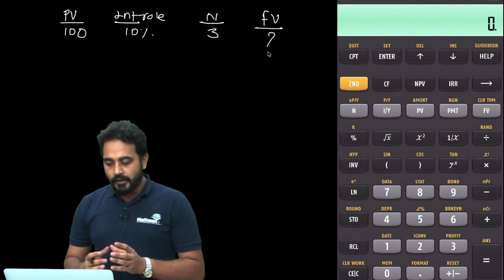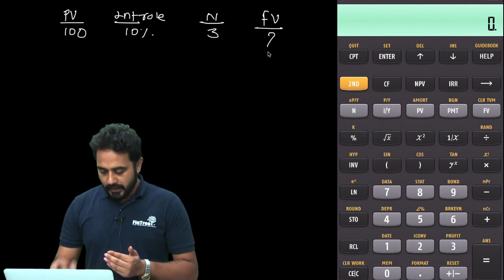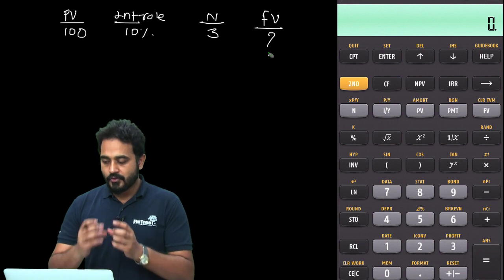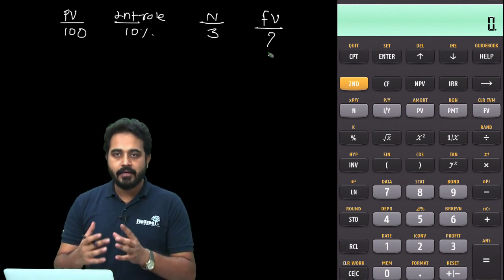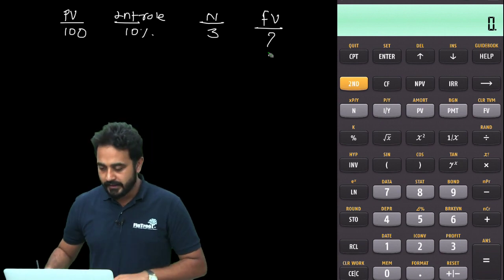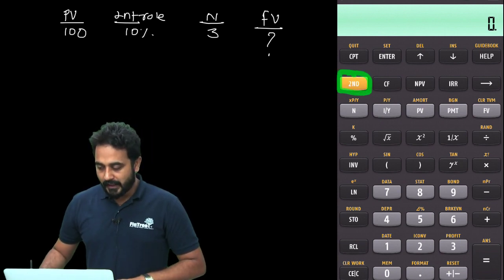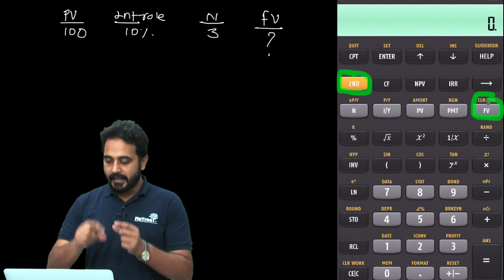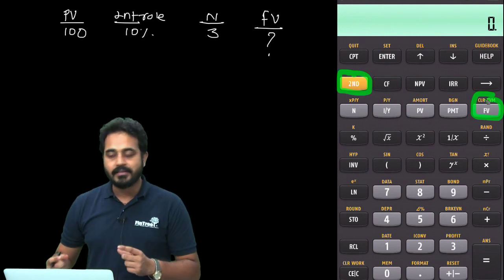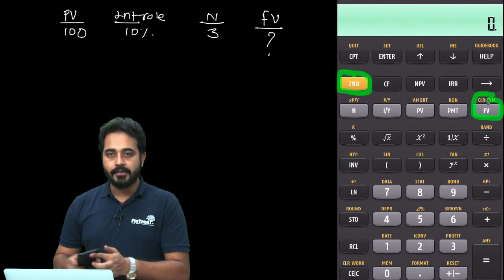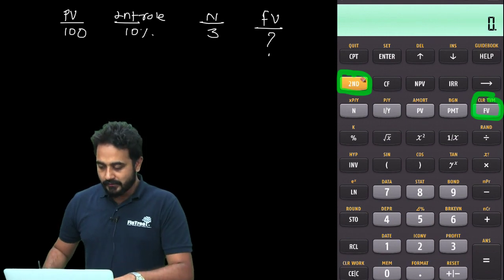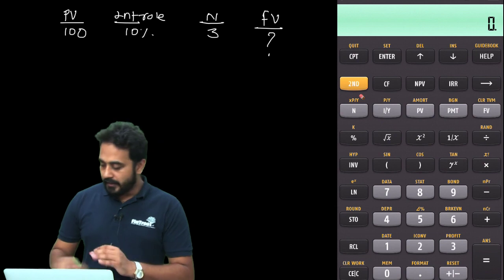On the Texas calculator, when you start using the TVM row, the first thing you always do is clear the TVM memory, just in case anything was saved previously, so that it gets deleted. So we press second and then clear TVM. I'm going to press second, then clear TVM. Once this is done, I will start entering the data into the calculator.